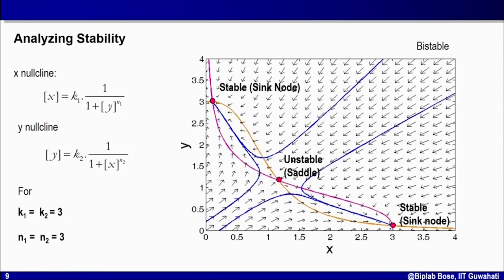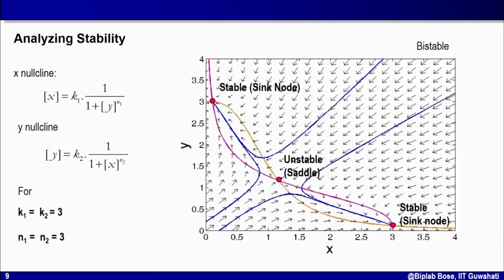Now till now I have drawn only the nullclines. Obviously in phase plane analysis I have to draw the trajectories and the phase portrait, and that's what I have done already here. So this one is the phase portrait for the system when your k1, k2 are 3, both equally producing at the higher rate, and n1 and n2 are 3, that means both of them have sigmoidal control. I have 3 intersection points shown by these red dots.